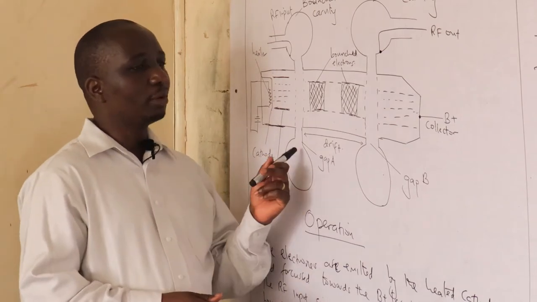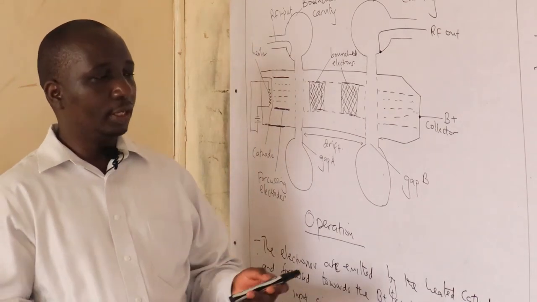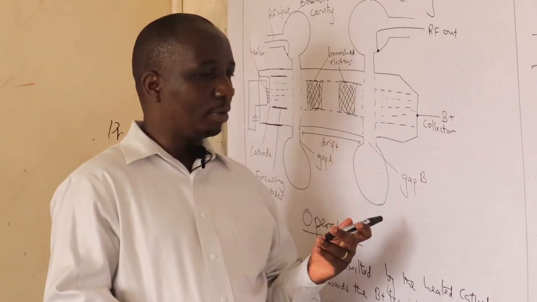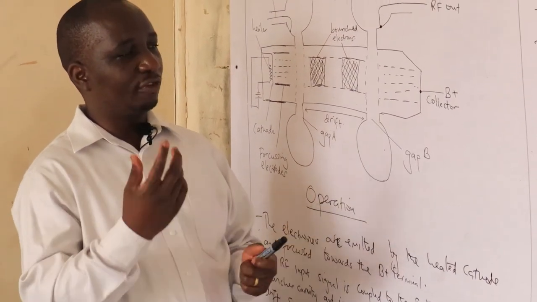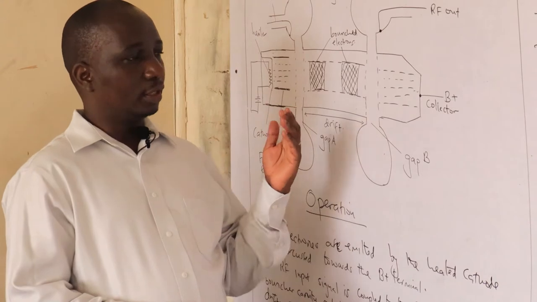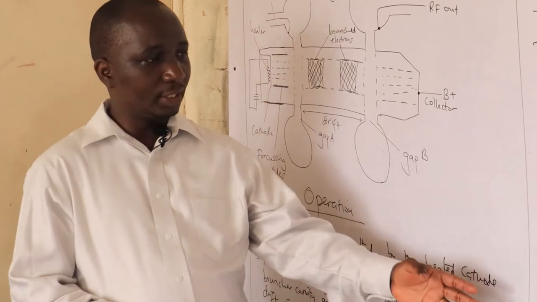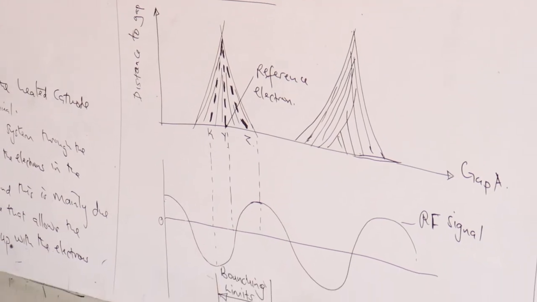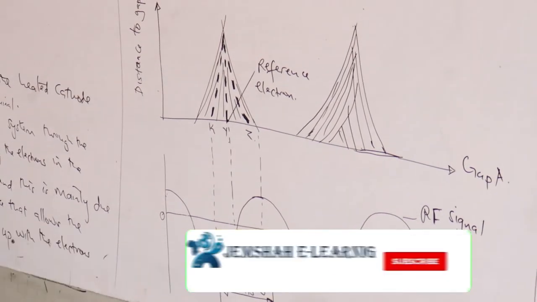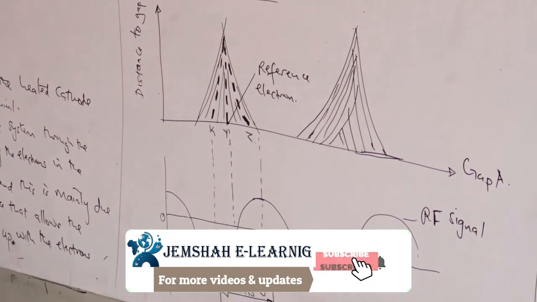Sometimes we'll be asked to explain how bunching occurs, or how the Applegate diagram can be used to explain the function of the klystron amplifier. This Applegate diagram basically explains what takes place in the actual bunching. So we're going to take a few key points about that, so we're able to do that.